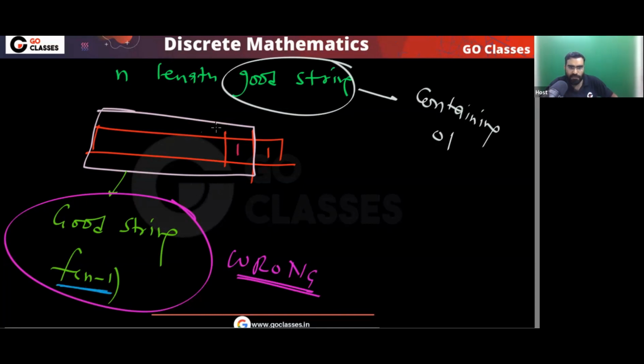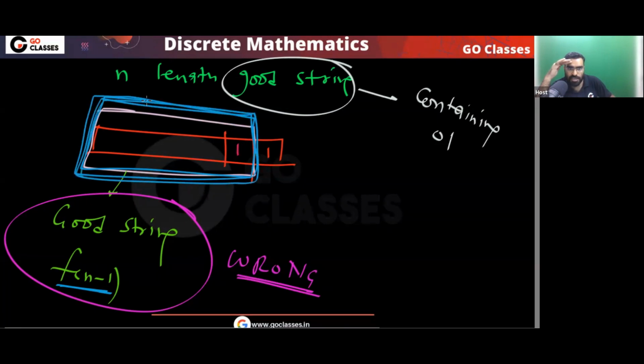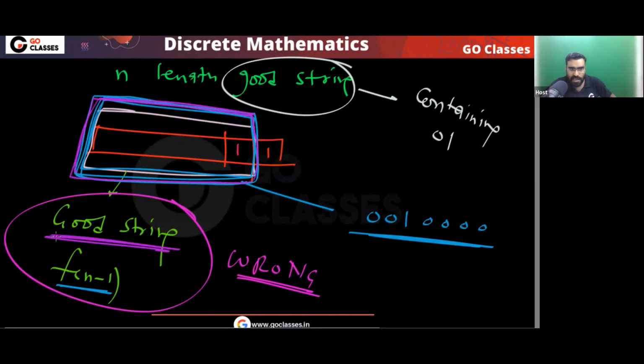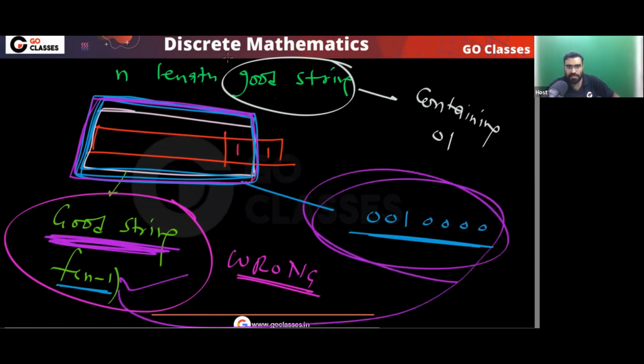Okay, when you say that you have f(n minus 1) in this area, please focus. When you say that this area has f(n minus 1), this area has a good string of length n minus 1. When you say this area has a good string of length n minus 1, are you considering this possibility in this area? Please tell me. When you say this area has a good string of length n minus 1, then you are counting this, right? You are counting this.